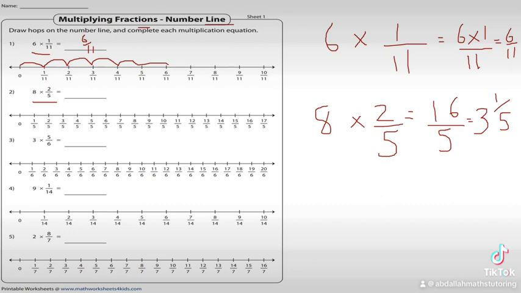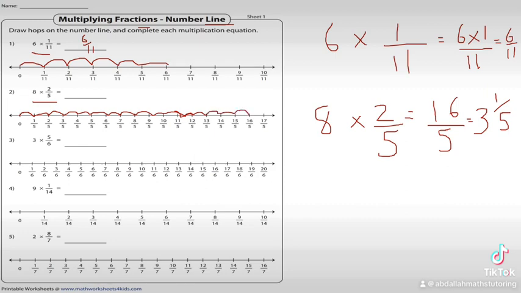So 2/5 plus 2/5 plus 2/5 plus 2/5 plus 2/5 plus 2/5 plus 2/5 plus 2/5, 8 times, and you get the answer of 16/5. Again, start here. So that's 1/5, 2/5, 3/5, 4/5, 5/5, 6/5, 7/5, 8/5, 9/5, 10/5, 11/5, 12/5, 13/5, 14/5, 15/5, and 16/5.